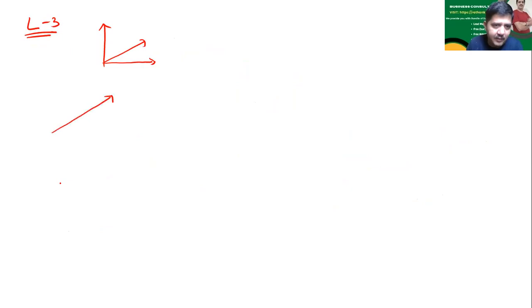This is my arbitrary vector. What is arbitrary? Arbitrary means general vector. Let us consider a general vector, which is not aligned along your x-axis or y-axis, but some other line only. So let me call this vector OA.